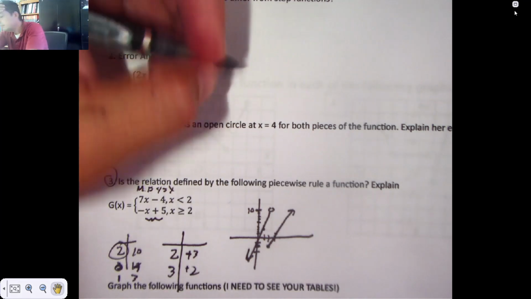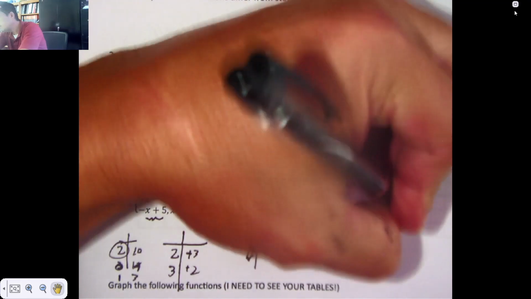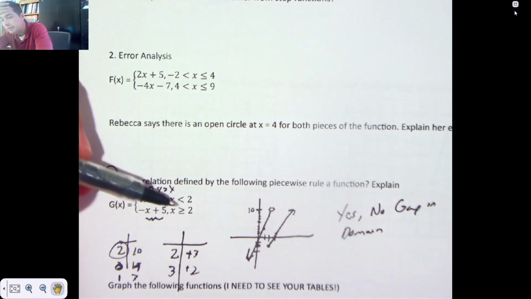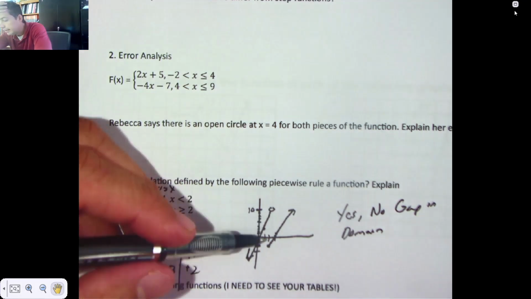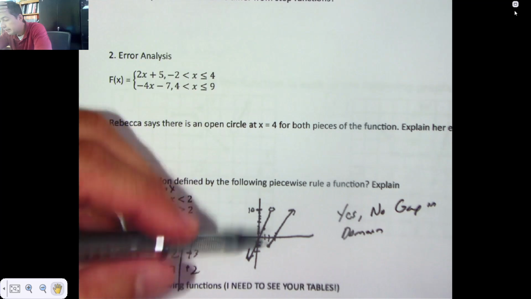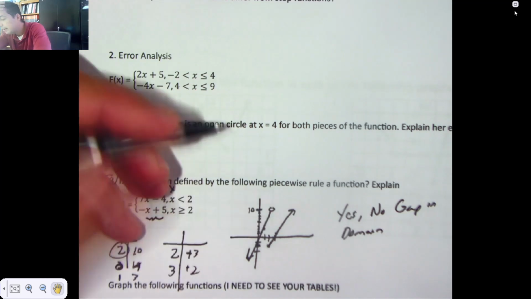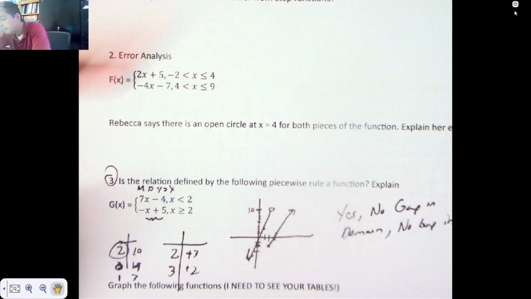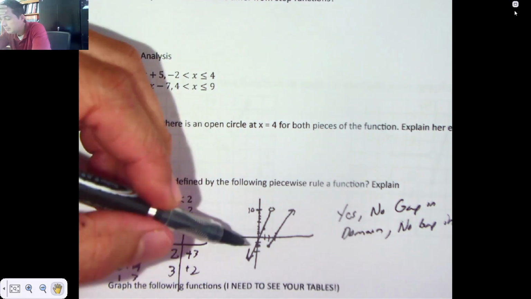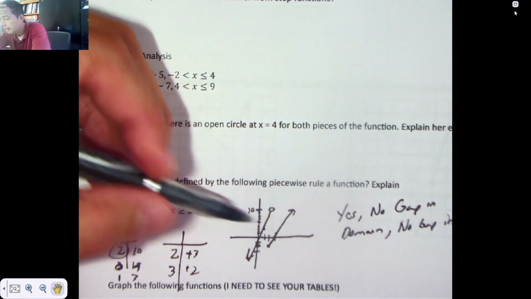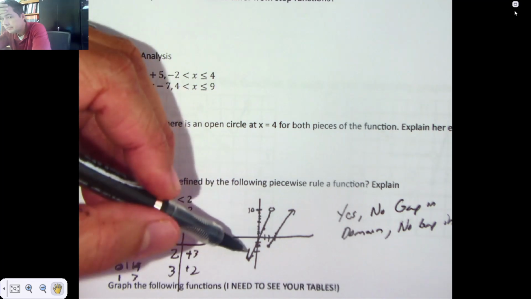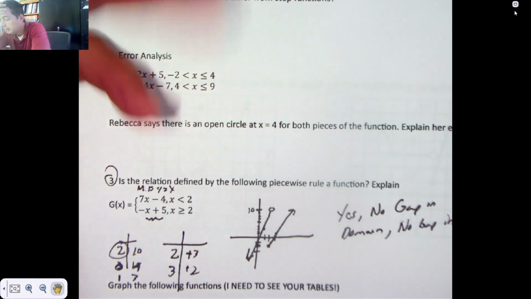Is it a function? Yes. There is no gap in the domain. I don't know if you would have seen it here or not, but there is a gap. And for that matter, there's not even a gap in range. There's really not. There is no gap in the domain. There is no gap in the range, although that doesn't require, but it's definitely a function. And it's a function because every x value has an output. So there you go. Choose a function.